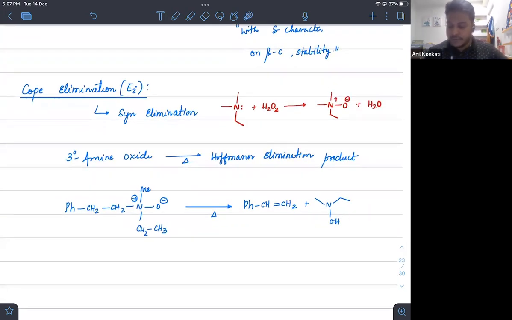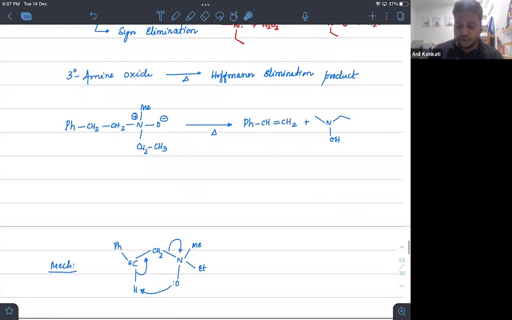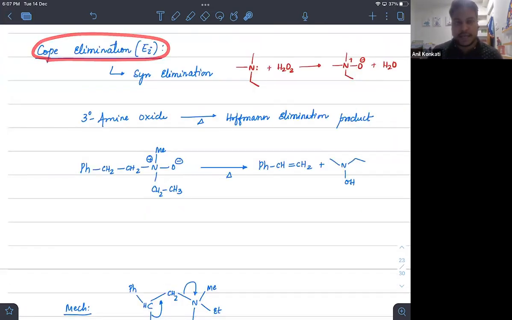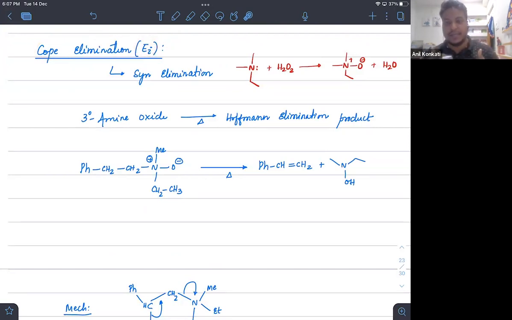So what we have is the 3-degree amine oxide. First we will make the 3-degree amine oxide. So 3-degree amine oxides on strong heating will give us the Hofmann elimination product. So this is called Cope's elimination, or Ei mechanism, right? Ei as in syn elimination, meaning a syn type of elimination is observed.